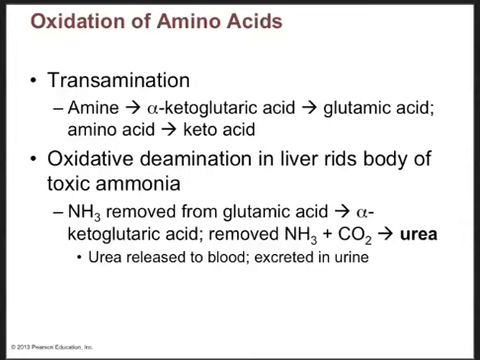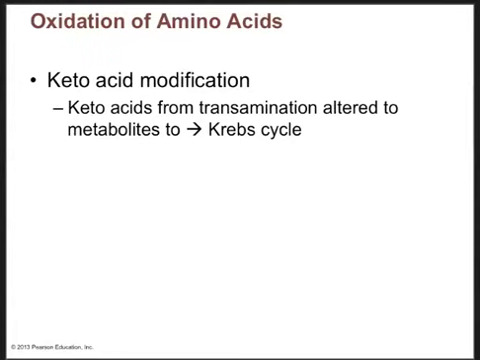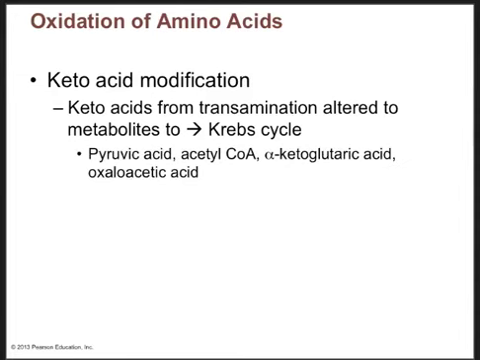and ultimately death. Now, if we look at keto acid modification, these acids can be formed by transamination and altered to metabolites that can feed directly into the Krebs cycle. An example is alanine and pyruvate. They can be converted into each other through transamination or deamination. We can also extract acetyl-CoA and alpha-ketoglutarate and oxaloacetic acid as some of these keto acid intermediates as well.